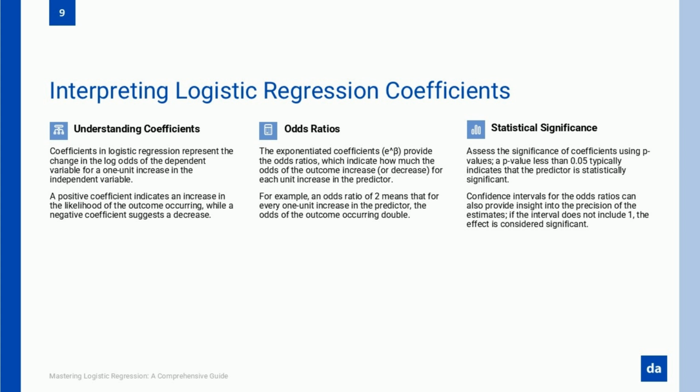So now we've cracked the code on how to interpret logistic regression coefficients, but how do we know if our model is actually any good? Just because we have coefficients doesn't mean the model is making accurate predictions. We need to measure how well it fits the data, and that's exactly what we're about to explore next.